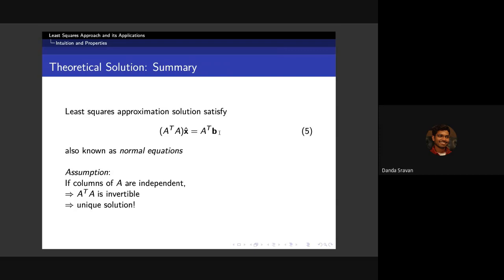So far we have seen that a least squares approximation solution satisfies what are called the normal equations. With the additional assumption that the columns of A are independent, I would be able to get a unique solution by inverting this matrix. Although in theory this can be inverted, in practice it's not a good idea to directly invert this matrix, because if you have a high condition number, the solutions won't be stable. Instead it's better to find this solution by other methods, which we shall see shortly.